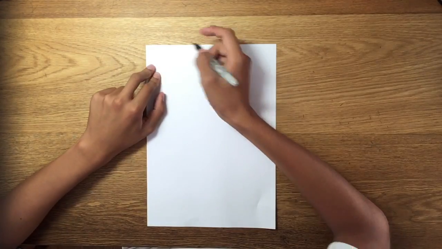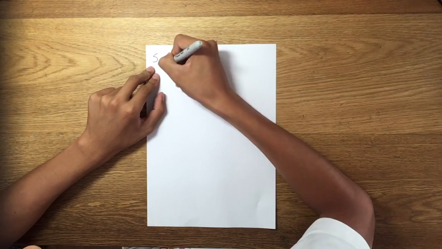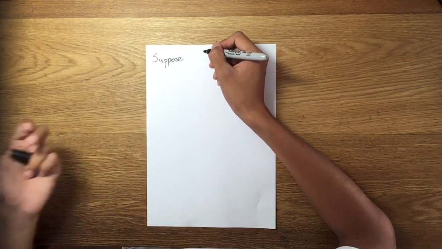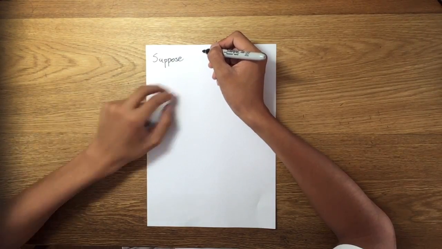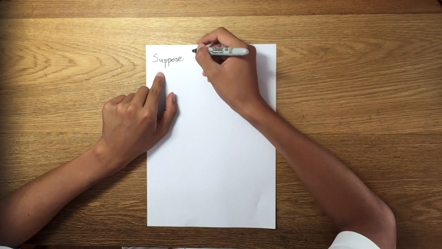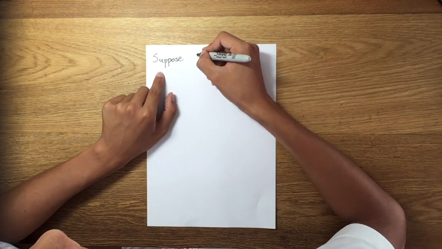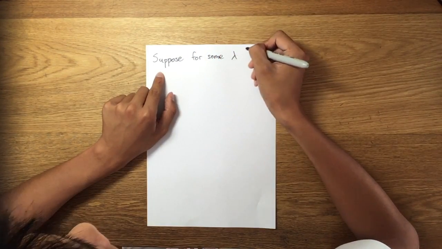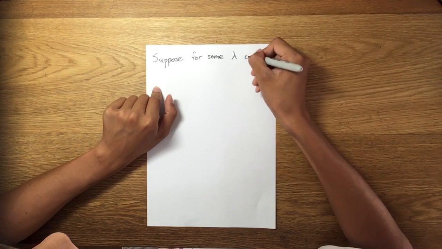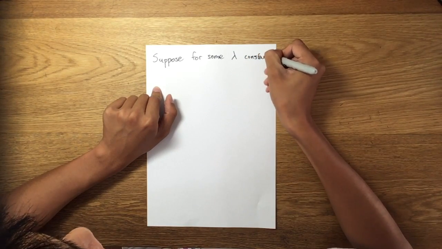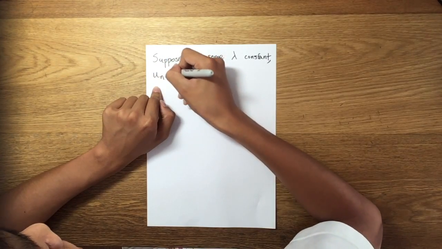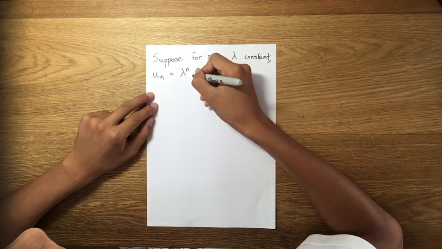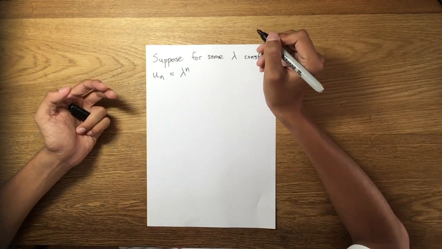First, we suppose that we have a geometric sequence that satisfies this recurrence relation. So suppose that for some lambda constant, un is equal to lambda to the n. And let's see what possible values lambda can take.